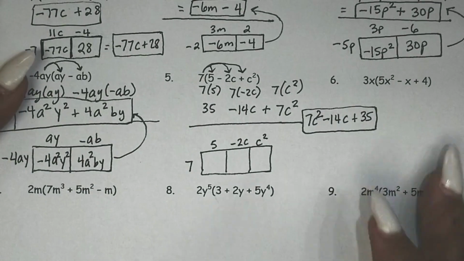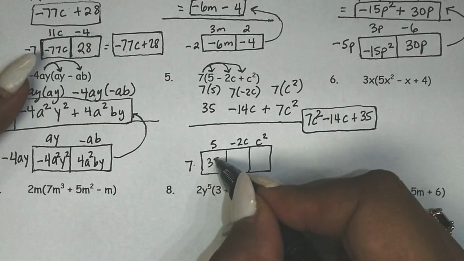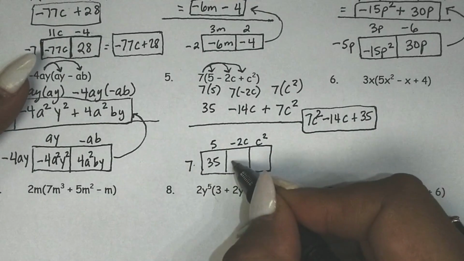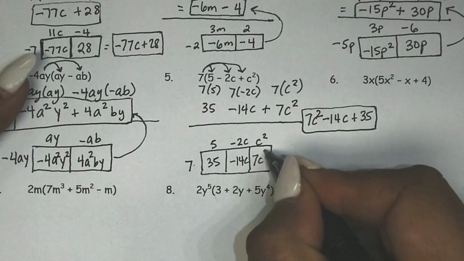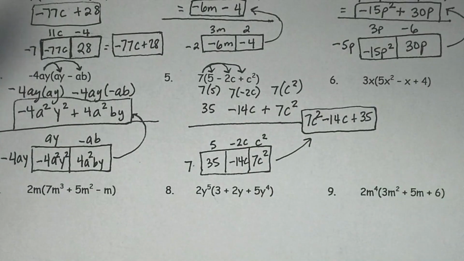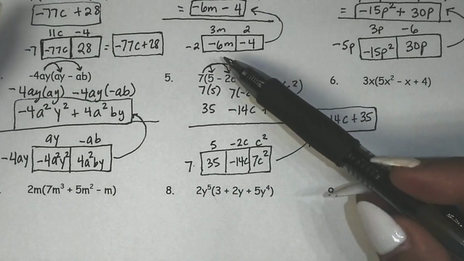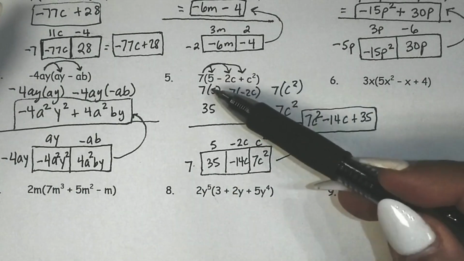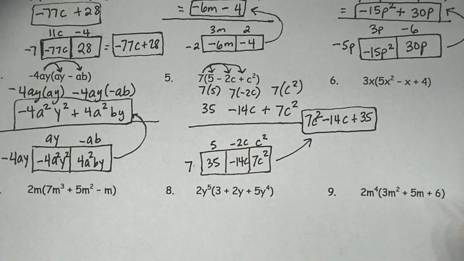Now, let's see if we do the same thing here. We have 5 times 7 is 35. This times 7 is negative 14c, and then c squared times 7 is 7c squared. Again, bring it out of the box and write it down, and you have your answer. So it's all about, do you like working it with the arrows, or do you like working it in the box? Either way works for me.